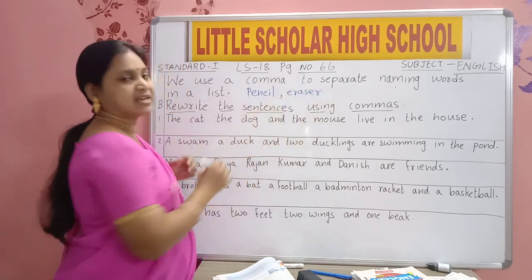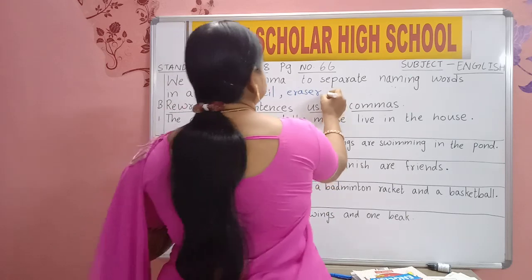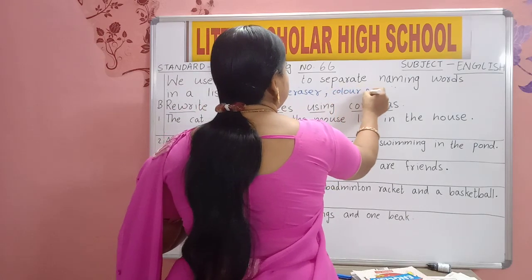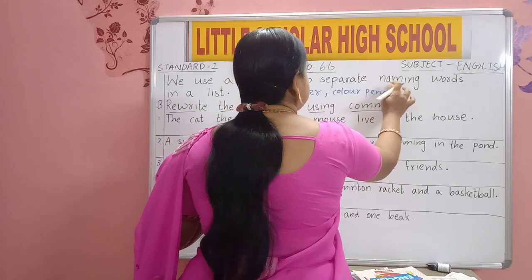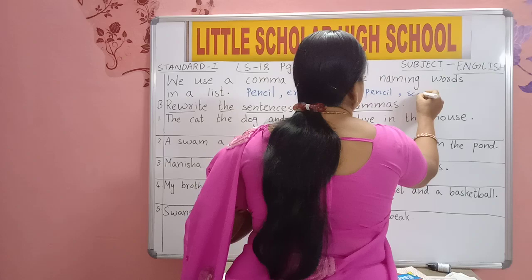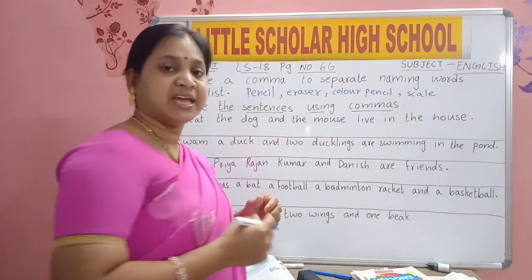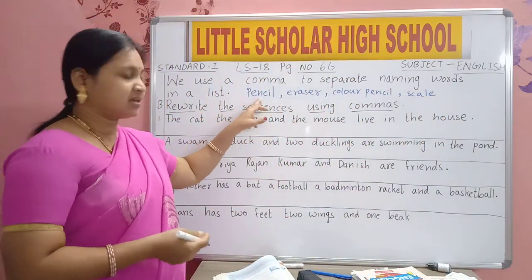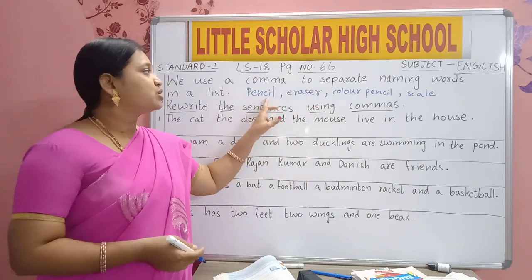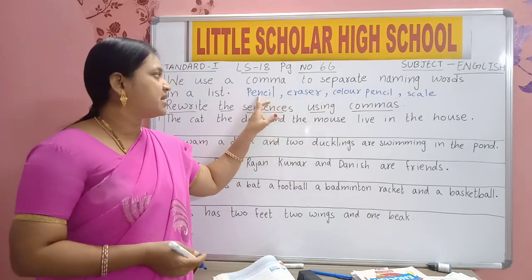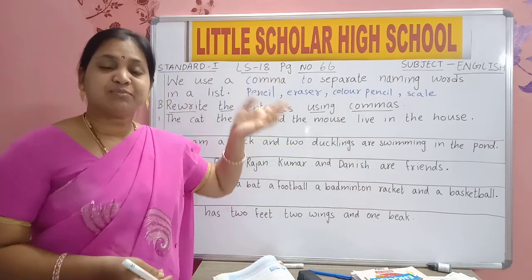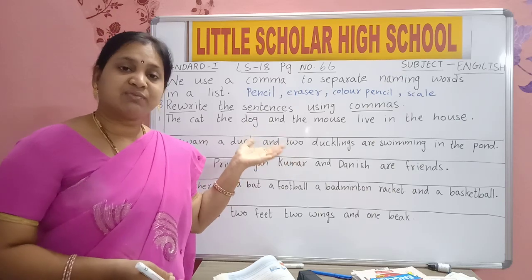Eraser, comma. Color pencil, comma. Scale. These are names of things which you have in your box. Yes. So to separate the naming words, pencil, eraser, color pencil, scale, all these are what? Names of things which you use.